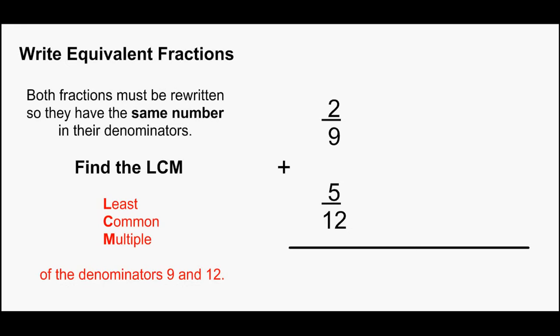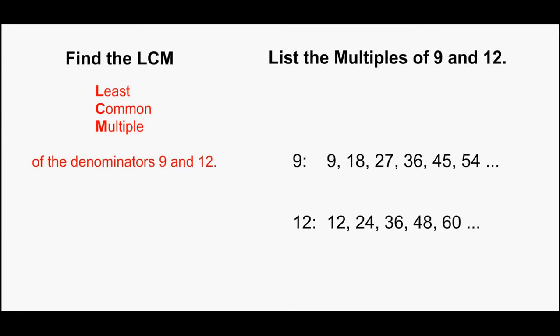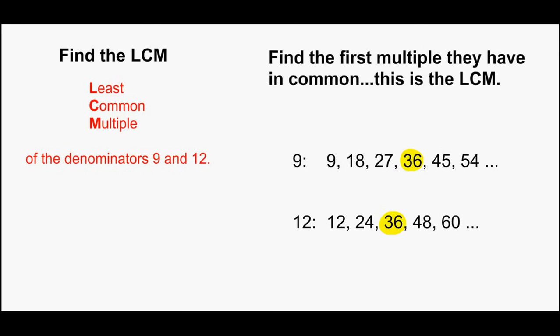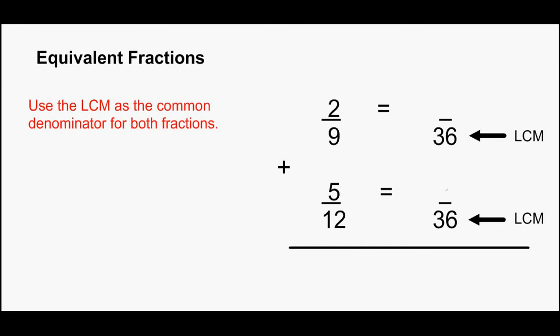First, let's find the LCM, the least common multiple for the denominators 9 and 12. Here I have listed the multiples of 9 and 12. I will highlight the first multiple that they have in common, 36. This is the LCM for the numbers 9 and 12. Let's use the number 36 as the common denominator.